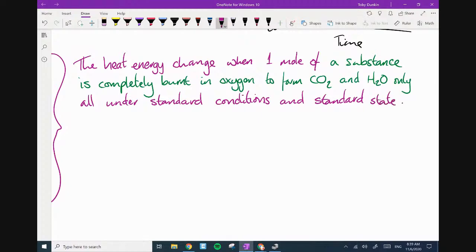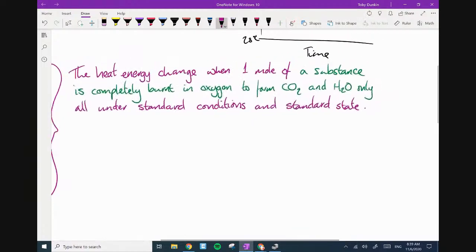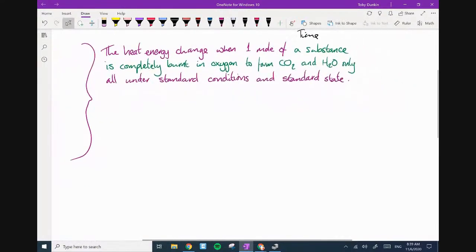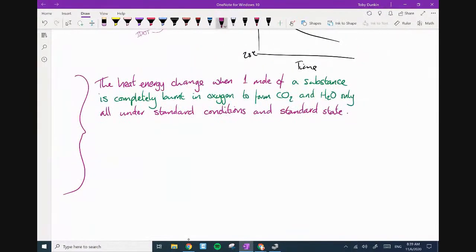Right, so you can clearly see that there is a commonality. Let me show you another one. So that there is your definition for enthalpy of combustion: the heat energy change when 1 mole of a substance is completely burnt in oxygen to form CO2 and water only, all under standard conditions and in standard states.